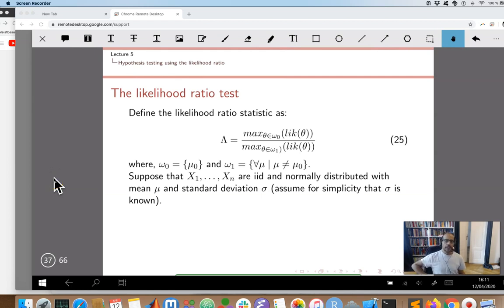Okay, so in the second part of this lecture on the matrix formulation of the linear model, I'm going to introduce two interesting ideas. One is the likelihood ratio test, and the other is the analysis of variance, or ANOVA. Okay, so in the likelihood ratio test, we're going to define the likelihood ratio statistic as the following.